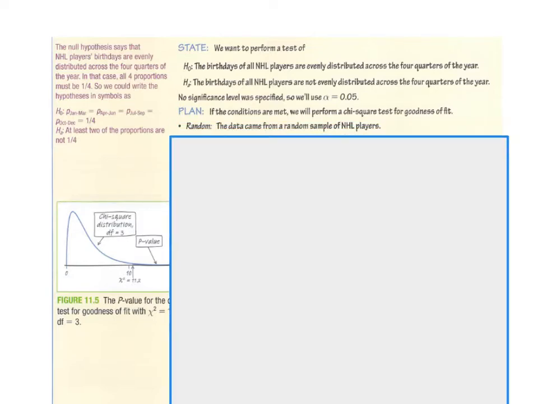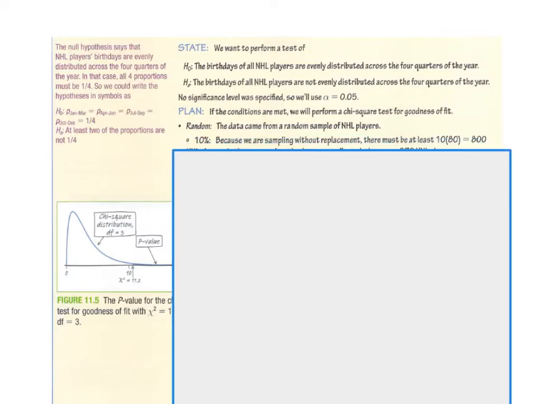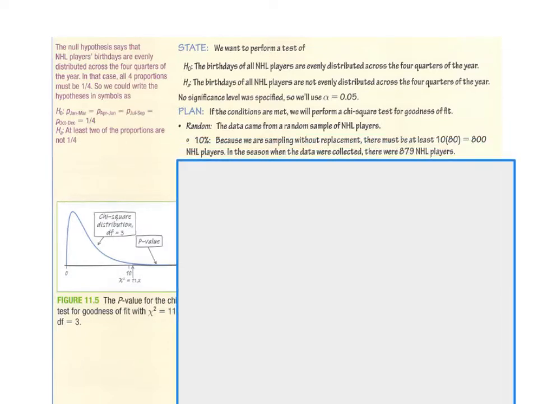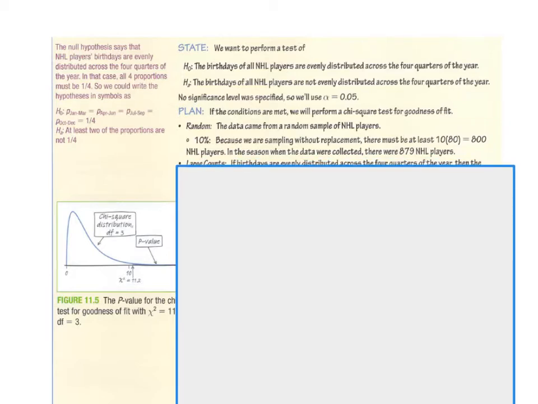So remember, my conditions are that it had to be random. And if you go back to the problem, it told you it was a random sample of NHL players. You had to make sure your 10% condition was met. So I'm sampling without replacement. So that means I had to have at least 800 NHL players because my sample size was 80 players. So my population had to be at least 800 NHL players. Okay? And it says when the data was collected, there was 879.